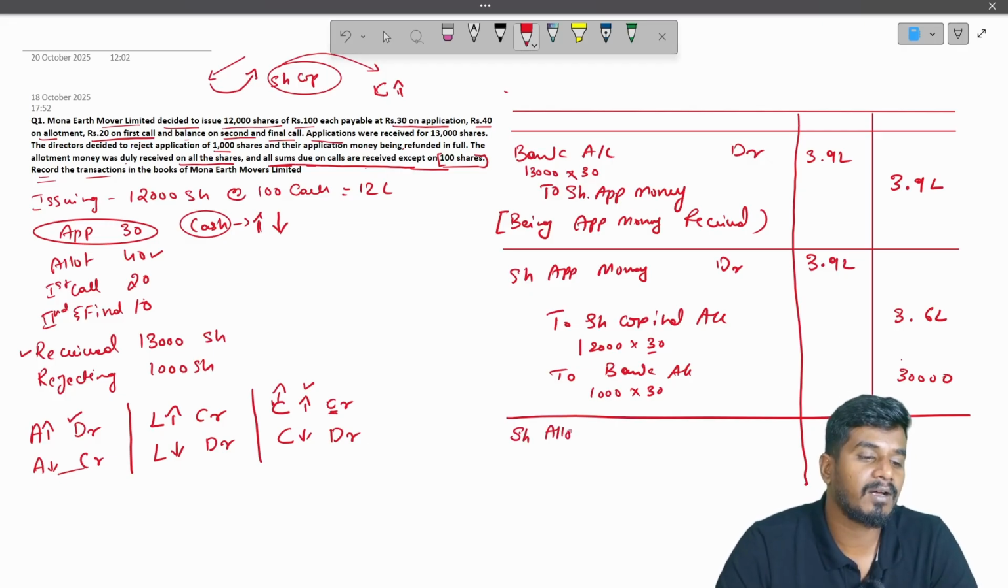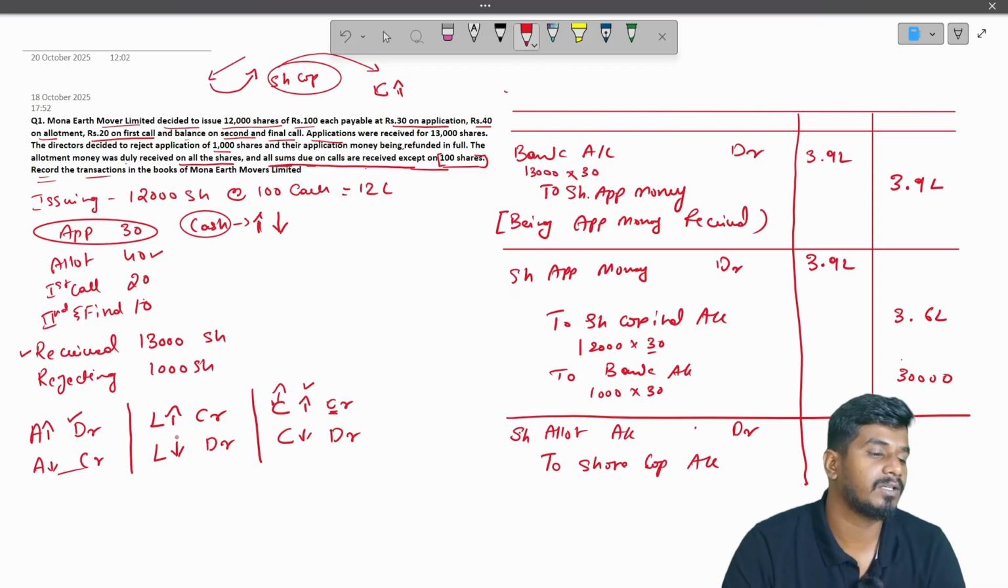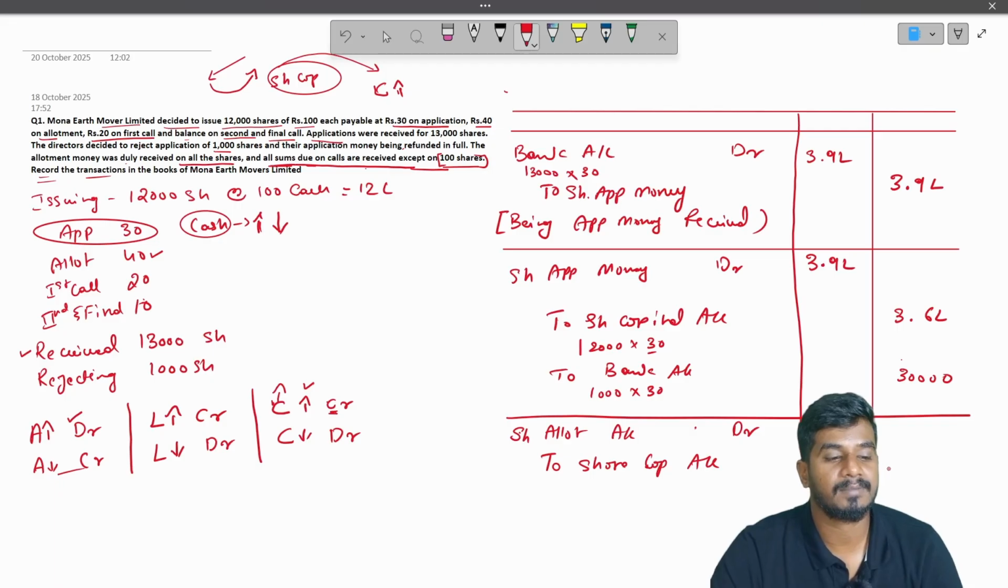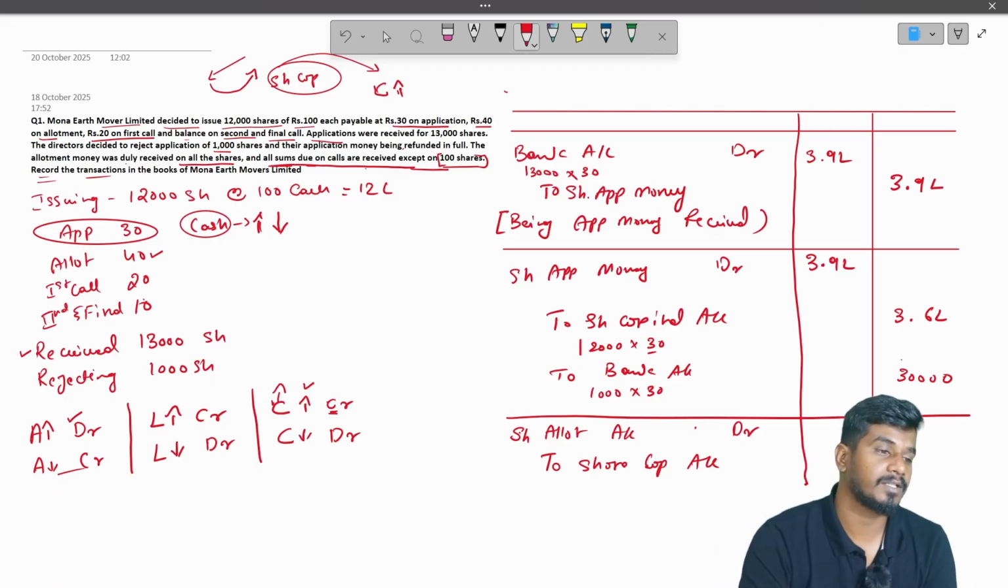Share allotment account debit, to share capital account. Why is the share capital account credited? Because the money goes to the share capital account. If capital increases, we need to credit it. Did you understand it? Yeah. So how much is it due? How much is it due?